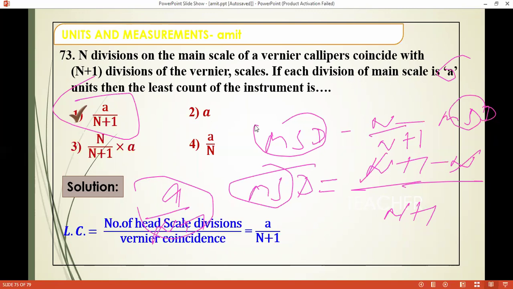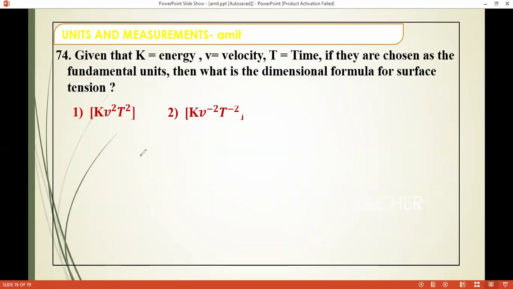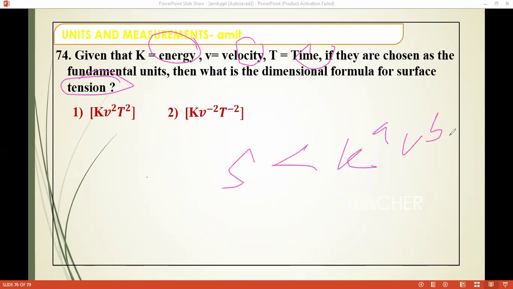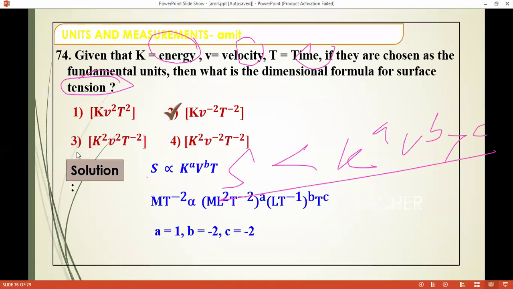It's like the number of divisions on the scale. By any means, you will get this answer. These are easy, famous questions; you know all of them. Then there are dimensions of the surface tension, proportional to A to the power a, B to the power b, and T to the power c. From here you can do these questions. You should not ignore this question. What I am telling you is that you should not ignore these questions, and you can do them easily.